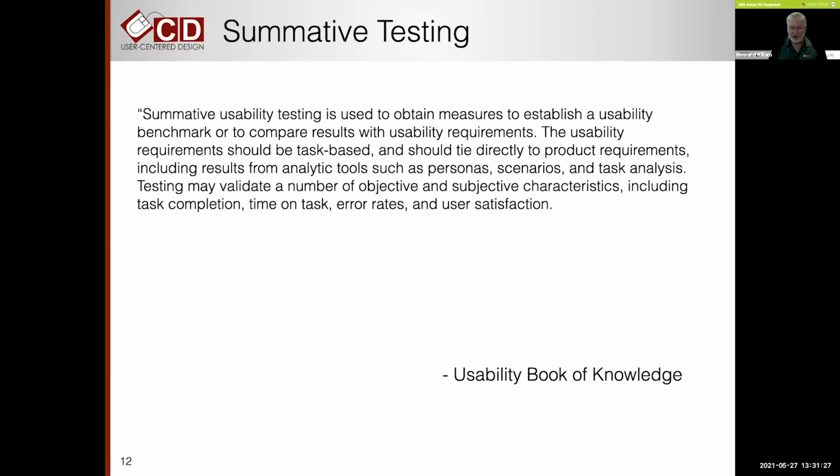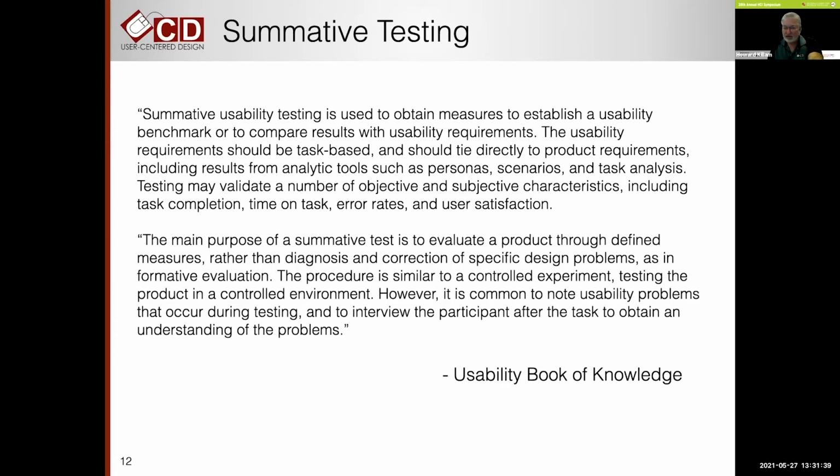That's the way I just described it, I hope. It should be task-based. It should tie directly to requirements, including results from analytic tools: time on task, error rates, user satisfaction. The purpose is to evaluate the product through defined measures. Now notice this, rather than diagnosis and correction of problems. So its goal is not to figure out what was wrong and what you're going to do about it. And that will get us into trouble if we try to do it.